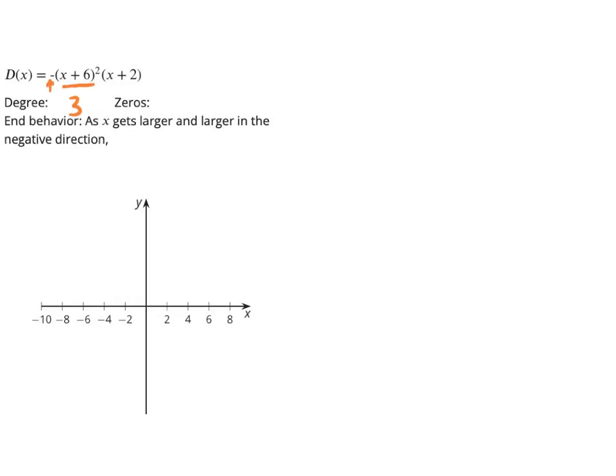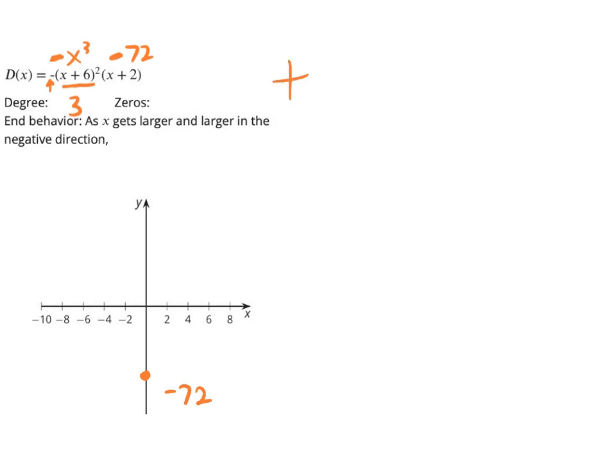So our degree is still 3 because x squared times x makes x cubed, but we've got the negative out front. And then 6 squared is 36. 36 times 2 is 72. But we've got the negative out front, so we have to make sure we multiply by the negative. So our y-intercept is negative 72.